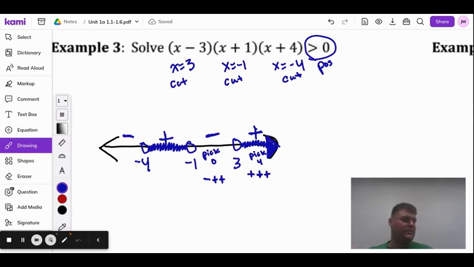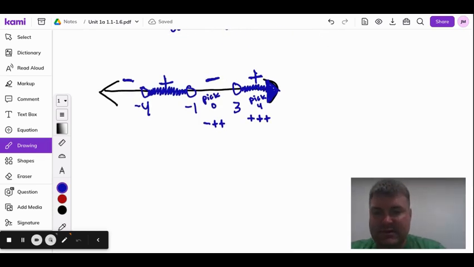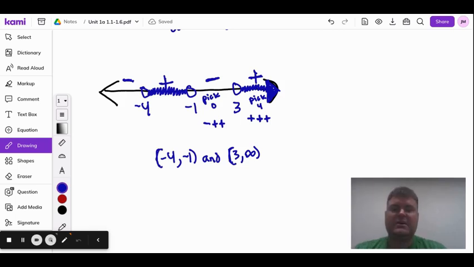Okay. So that's what I'm looking at. My answer here, looking for positive numbers, is going to be from -4 to -1 and 3 to infinity. They should be parentheses. I guess I'm not really good at drawing parentheses on the left side. Okay.